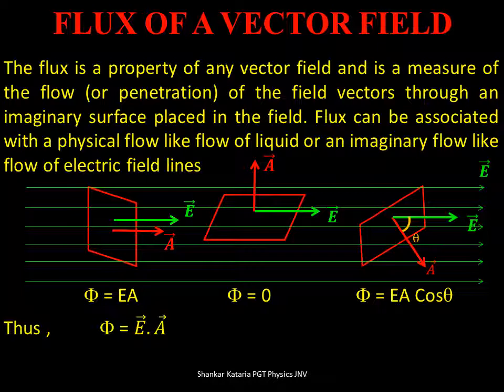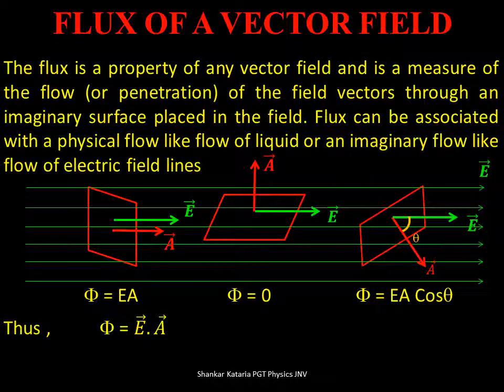In the first case, the angle between the vector field and the area vector is 0 degrees. So phi, which is a Greek letter used to represent electric flux, would be the magnitude of the electric field vector into the magnitude of the area vector into the cos of the angle between them, which is 0 degrees in the first case. So cos 0 becomes 1. Hence, in the first case, phi is EA.